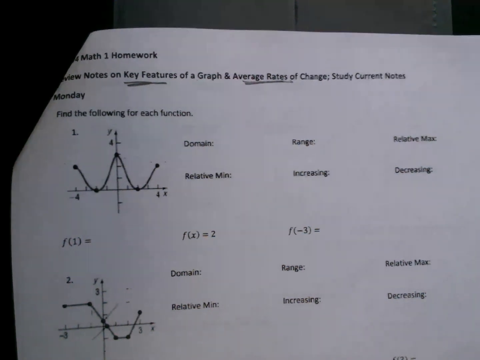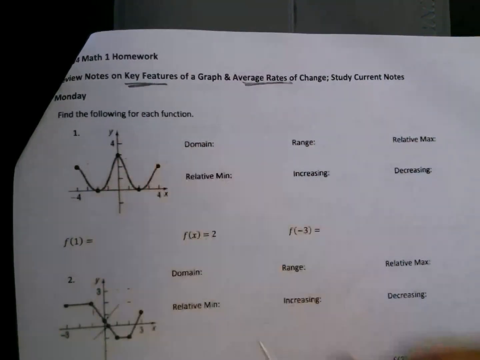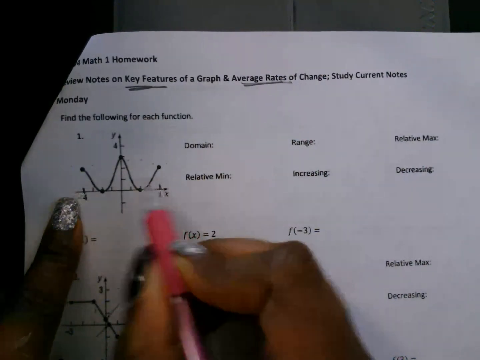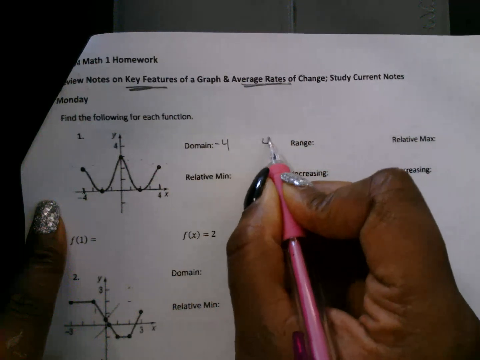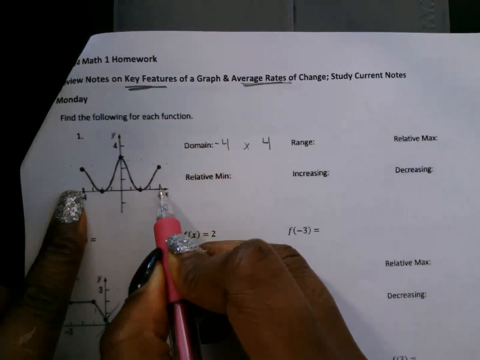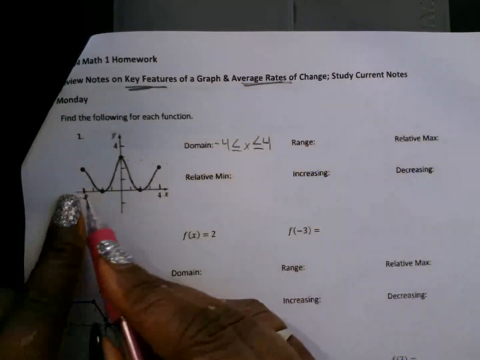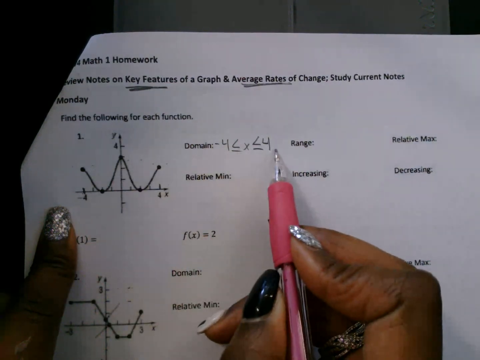Okay, so you're going to find the following for each function. The domain, those are the x values. That's like the width. So the width of this graph is going from here to here. It's going from -4, that's the smallest number, all the way to +4. Put x in the middle because x is talking about the domain. And if it's between these, it's less than or equal to, less than or equal to. That's how you say it's between the smallest number and the largest number from left to right.